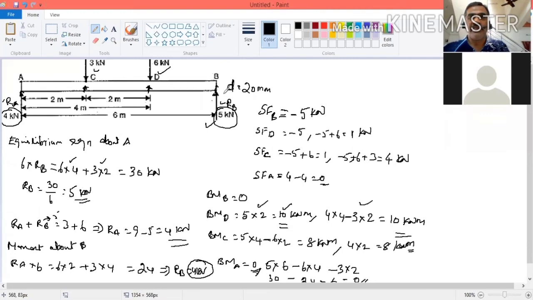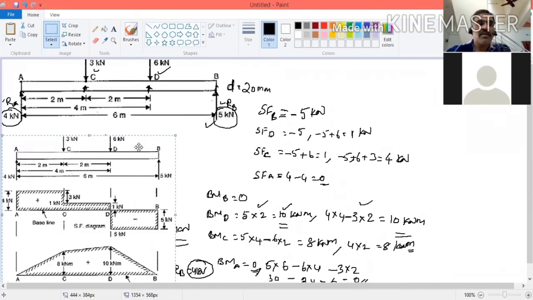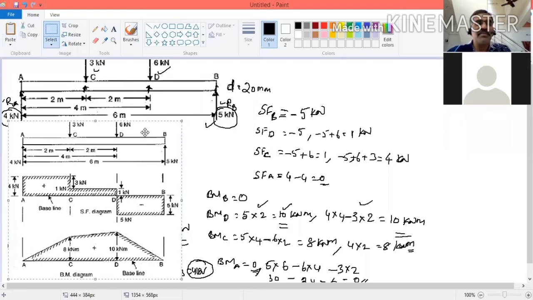Now we are going to draw the shear force and bending moment diagram. You see the shear force. Shear force is minus 5 at B. So see here it is downward, minus 5. Since it is a point load, it will be uniform up to this point. So the same minus 5 continues up to this point.